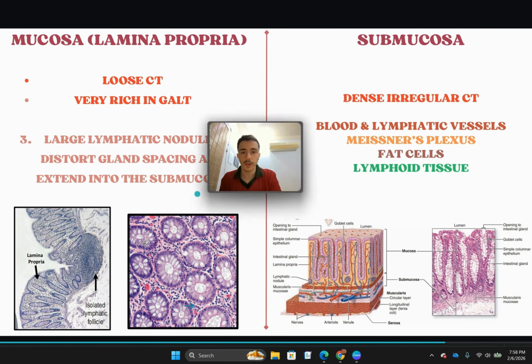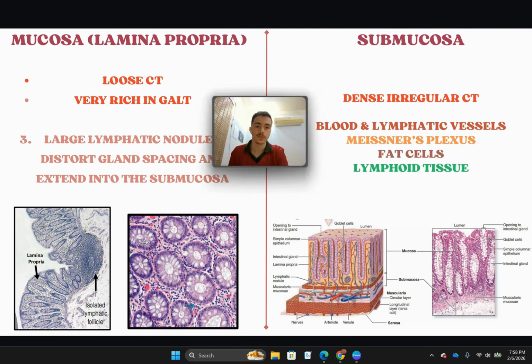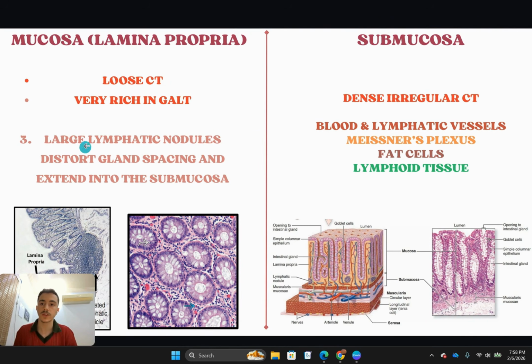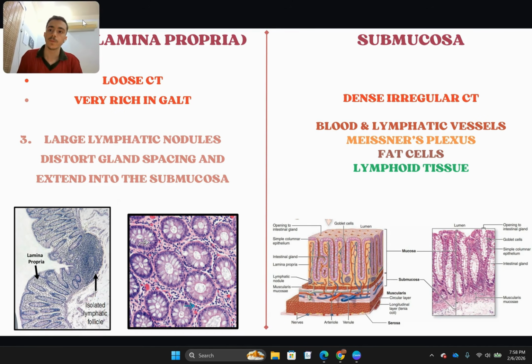Okay, now we have the mucosa lamina propria. Loose connective tissue, very rich in GALT. There's a lot of GALT. We said it's lymphoid tissue. So large lymphatic nodules in the spaces between the glands. It goes through the spaces between the glands till it reaches the submucosa, so it penetrates the tissue between the glands and extends to the submucosa. It distorts gland spacing.